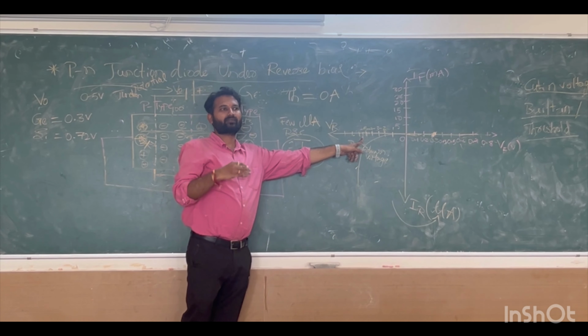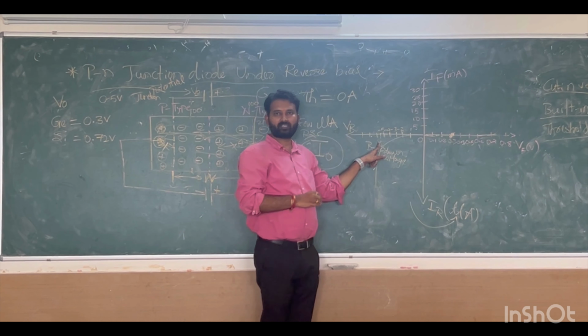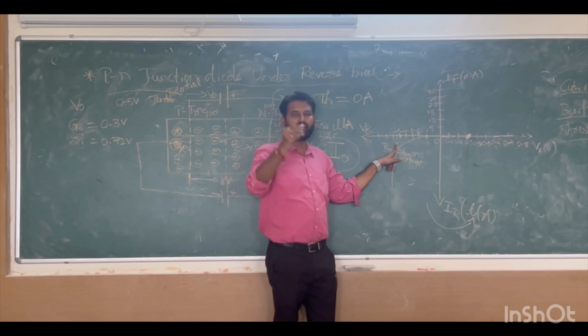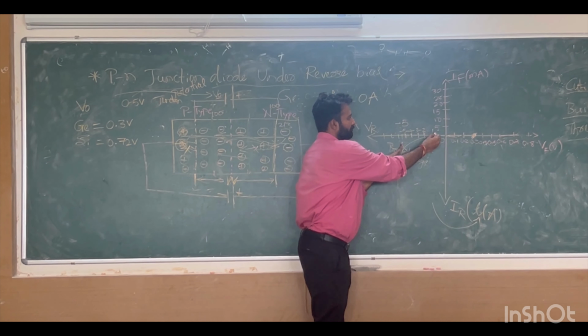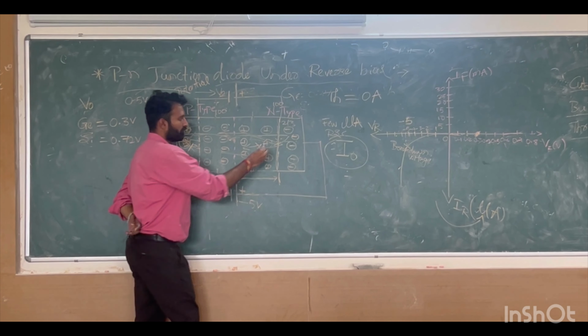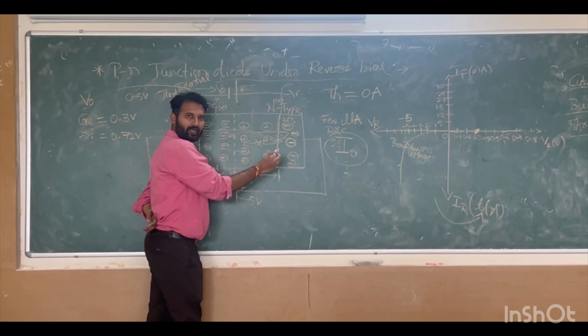So for a large applied reverse bias, what will be the large applied reverse bias? Minus 5 will be my large. Minimum will be minus 0.1 or minus 0.2. For example, consider that you have applied a large reverse bias. In that case, what will happen? Electrons from the N type will be pulled towards the positive terminal. Few electrons, for example 2, these are 2.